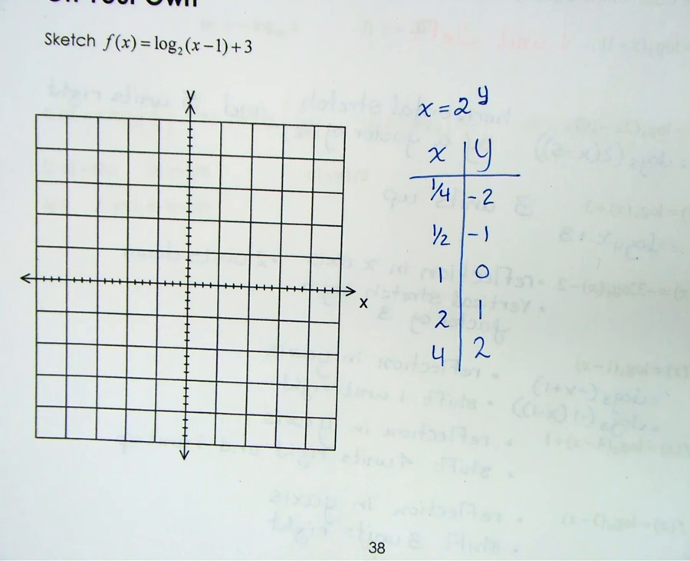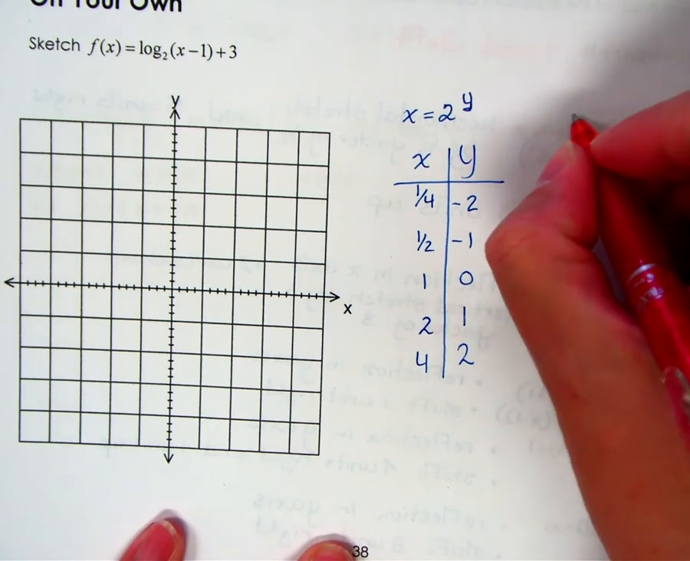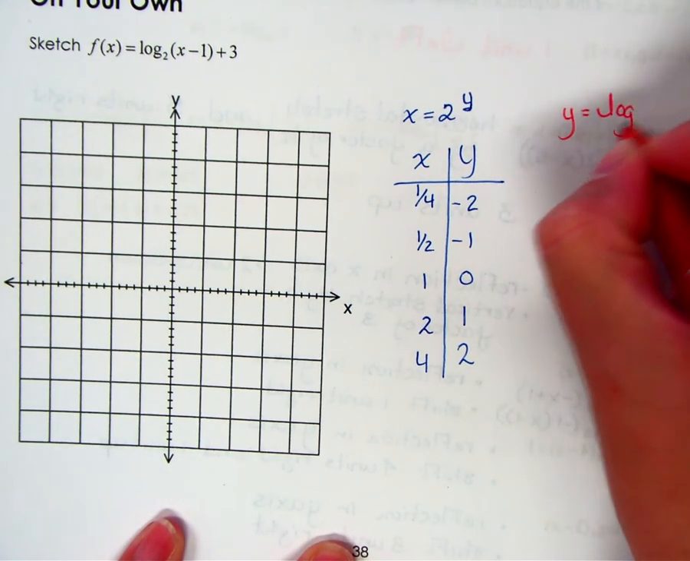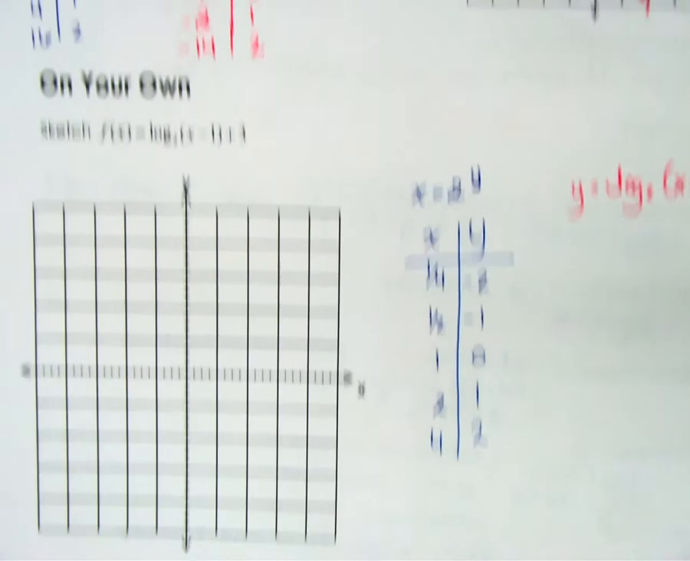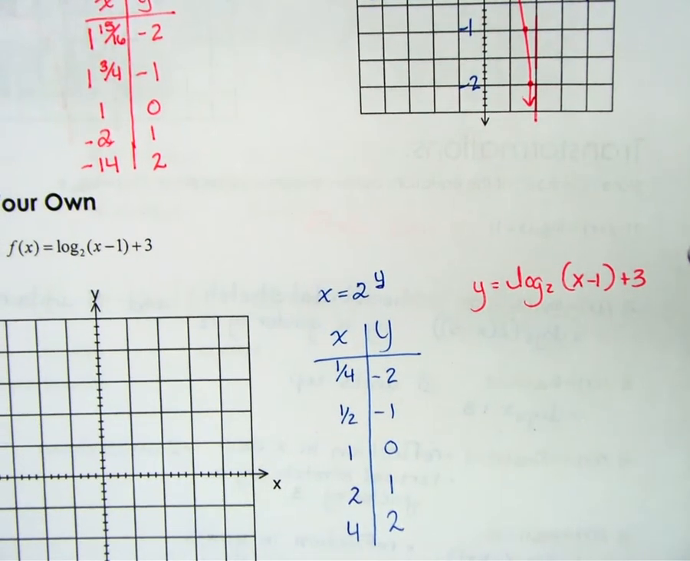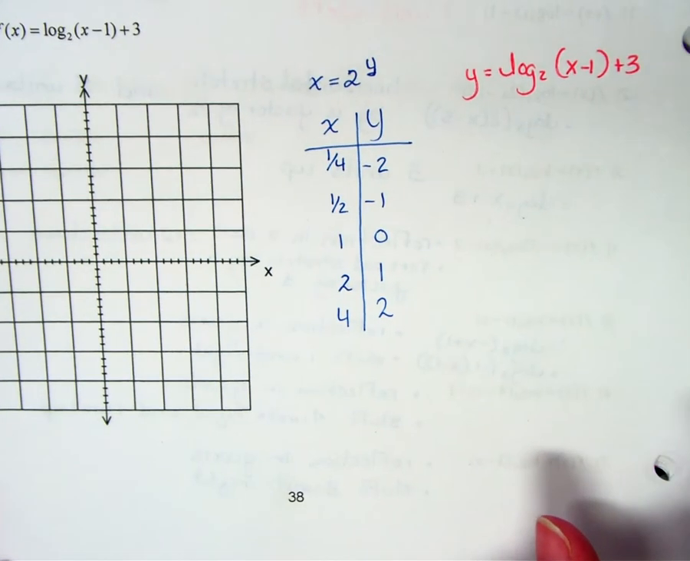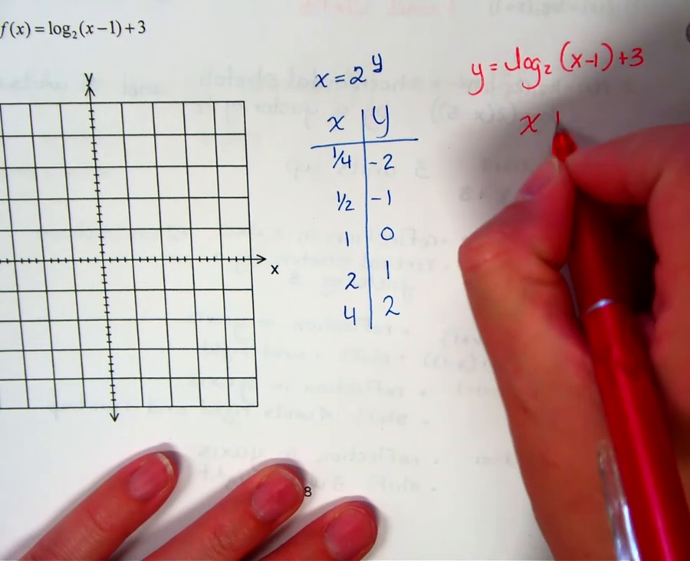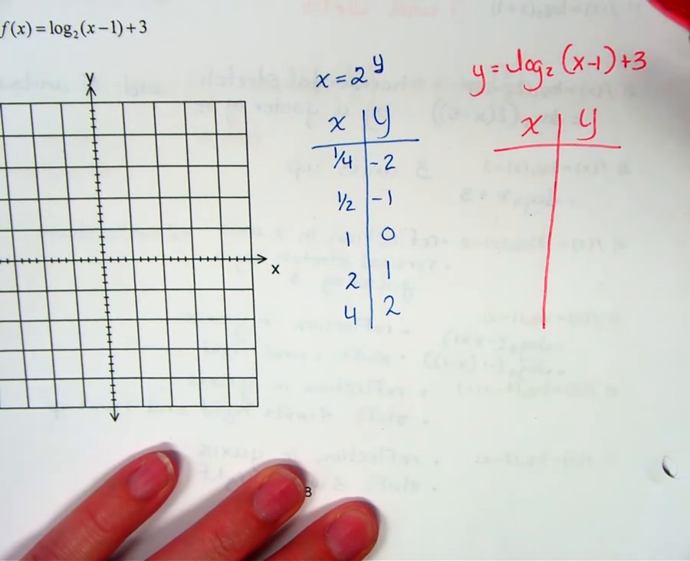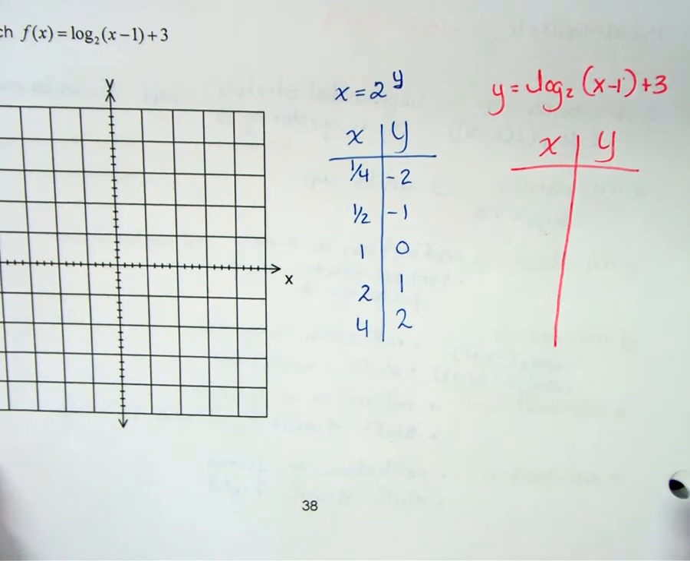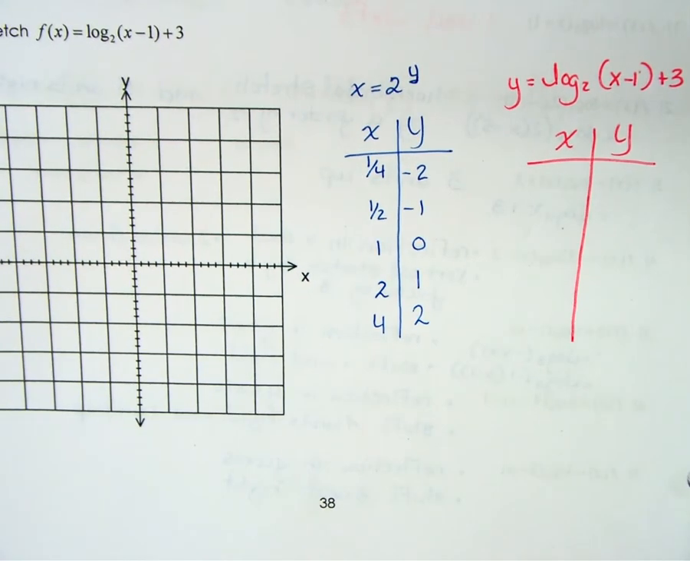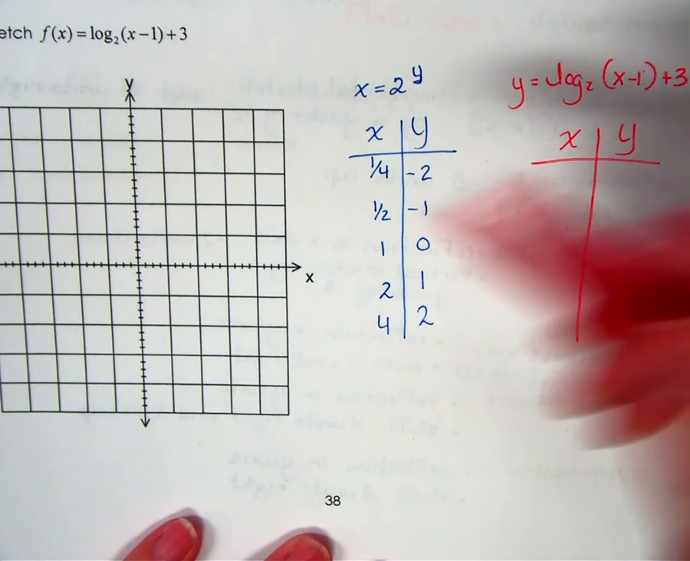So the transform table. Okay, so with the transform table, if we talk about our transformations, we know that we're going 1 unit to the right and we're going 3 up. So we're doing something to both sides now. So where's my asymptote going to be? Should be a positive 1, right? So my asymptote shifts to the right 1. So I have to add 1 to everything.